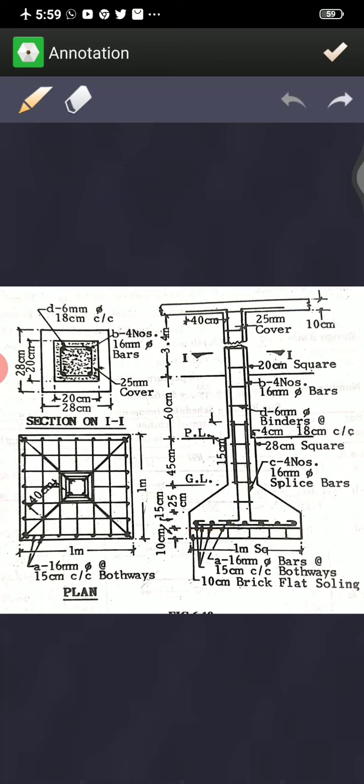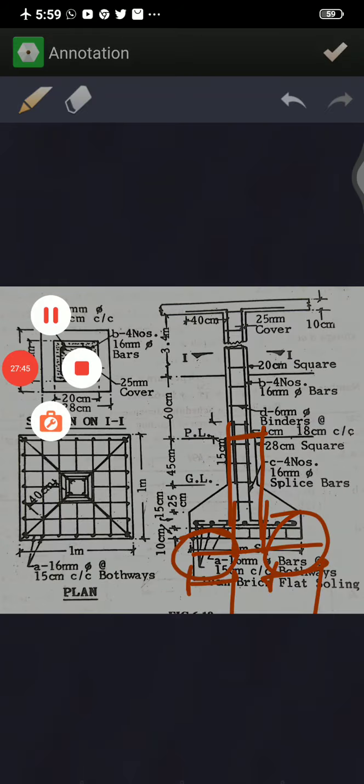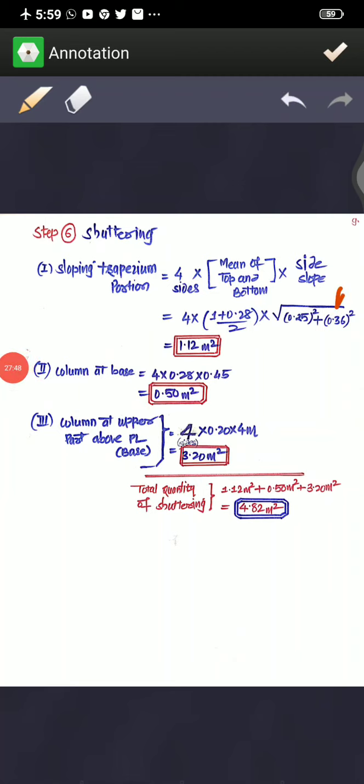As I said, this is the 28 here. If you bring this 28 down, this is 1 meter. If you deduct this 28 from 1 meter, you will be having the 72 portion, which is divided into 2 separate portions. 72 divided by 2, 36 this side and 36 this side. That 36 I have shown here. So that is 4 into (1 plus 0.28) divided by 2 and the square root, because you want that inclined portion, so that is 0.25 square plus 0.36 square. So it is going to be 1.12 meters square, all 4 sides.